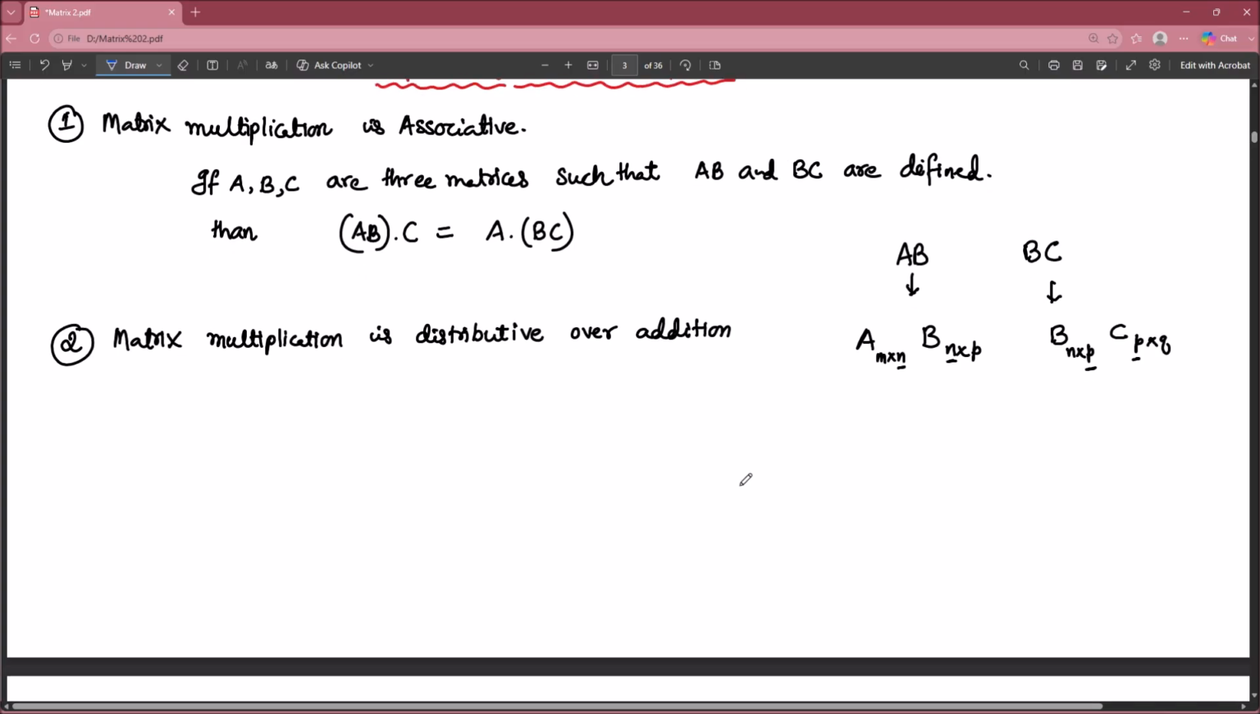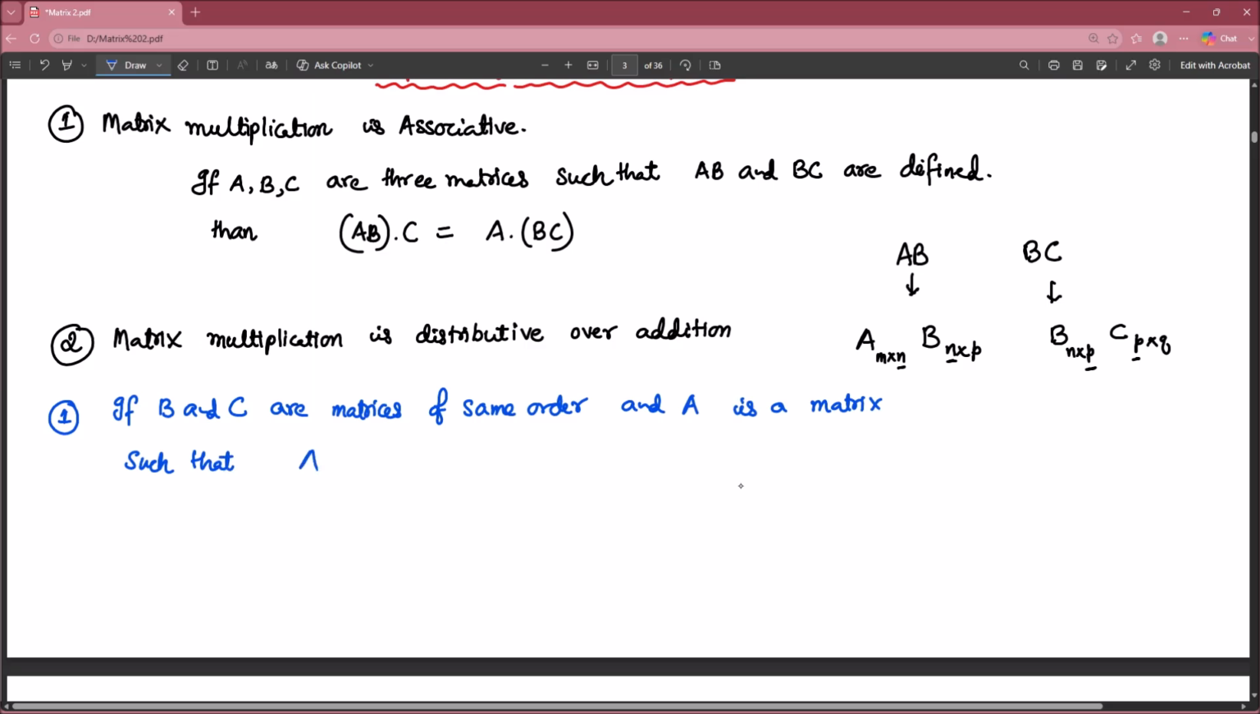So for that we have some rules. Number one, if B and C are matrices of the same order and capital A is a matrix such that A into B plus C is defined, then A into B plus C is equal to AB plus AC.